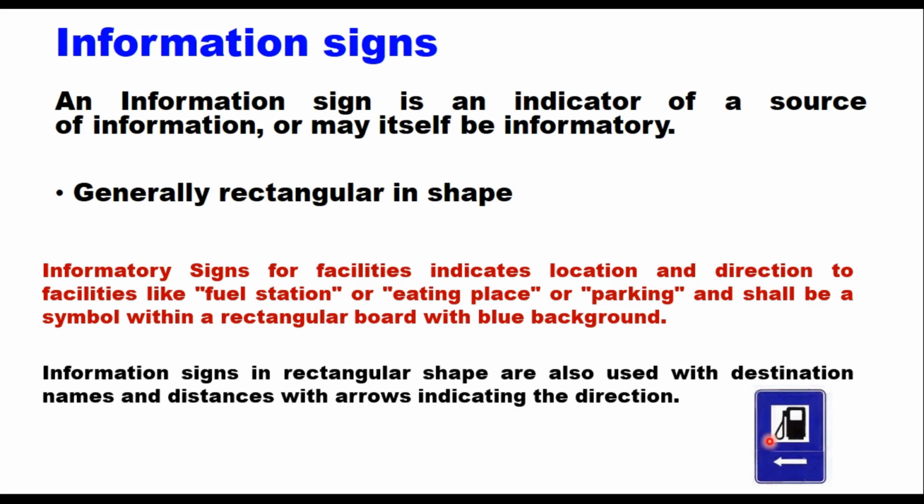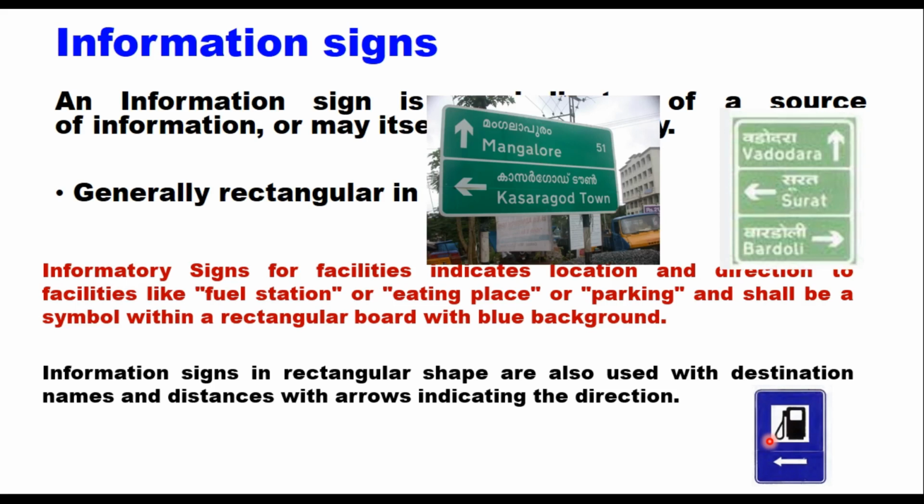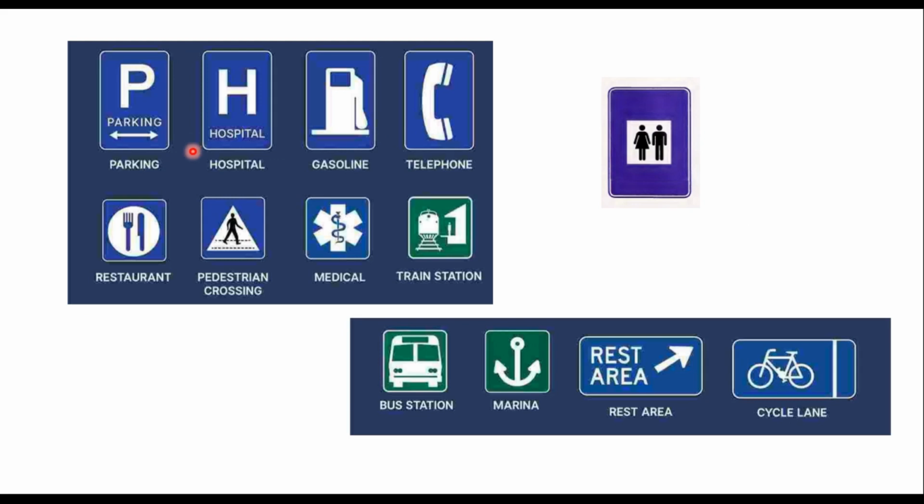Information signs in rectangular shape are also used with destination names and distances with arrow indicating the direction, like this. Now these are the direction arrow and distance giving the name of the destination. They can be green or they can be blue depending upon the type of highway. Now these are some of the informatory signs: parking, hospital, gasoline, telephone ahead, restaurant ahead, pedestrian crossing, metro station, bus station, rest area, cycle lane, toilet, and many more.